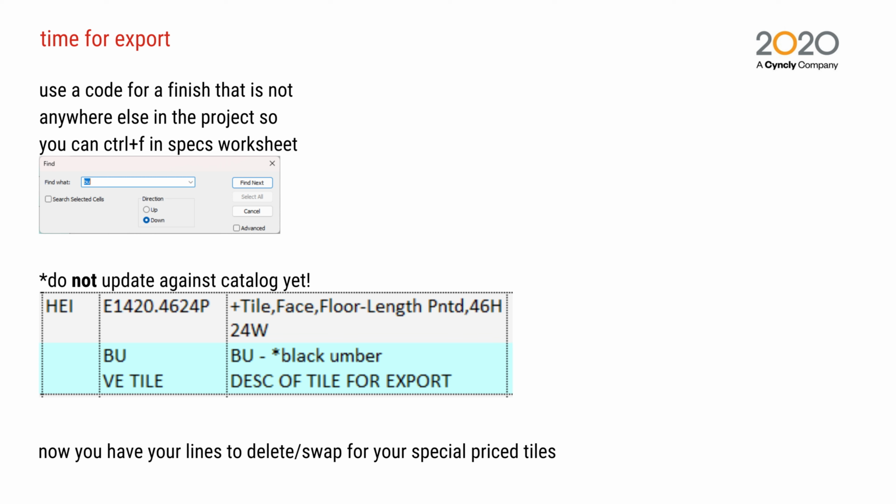You can export it just like how we've set it up here, and the reason it's important that you have the finish that you haven't used anywhere else is because now you can use Control F to search for that finish that you used as your link, to find those specific lines so that you can swap them out, make special in your worksheet, and then have your spec accurate.